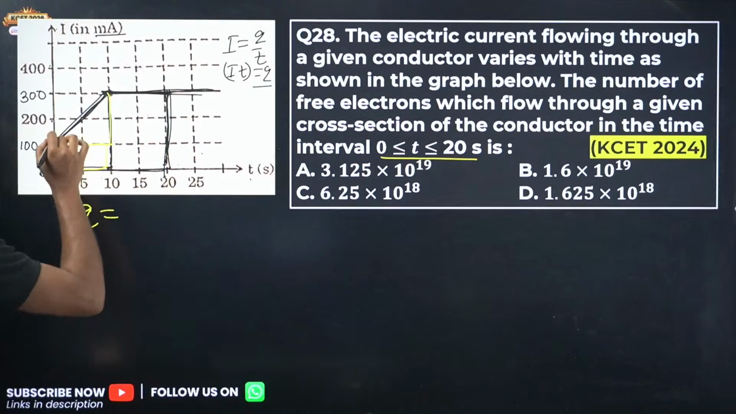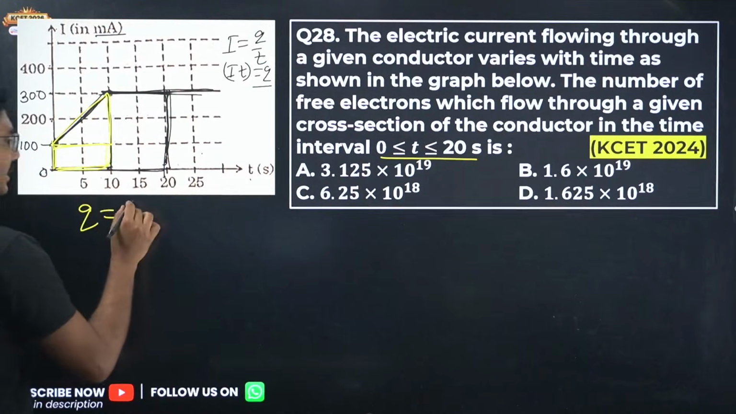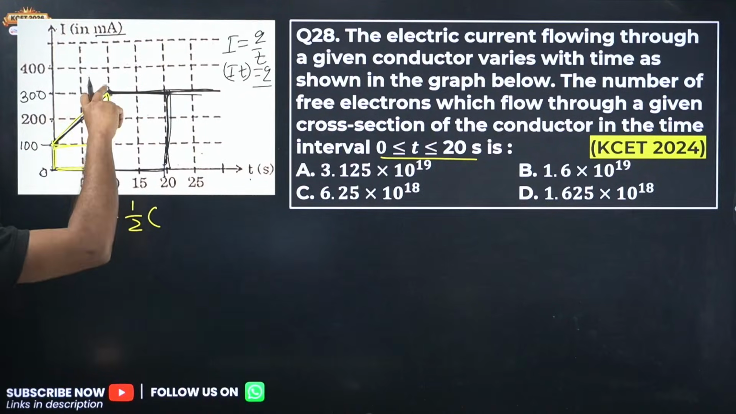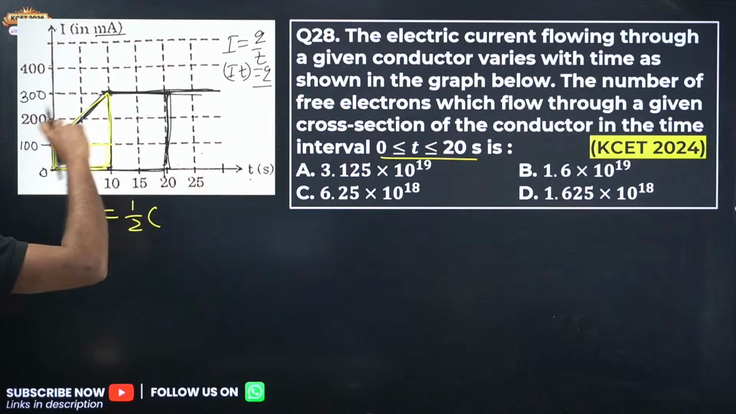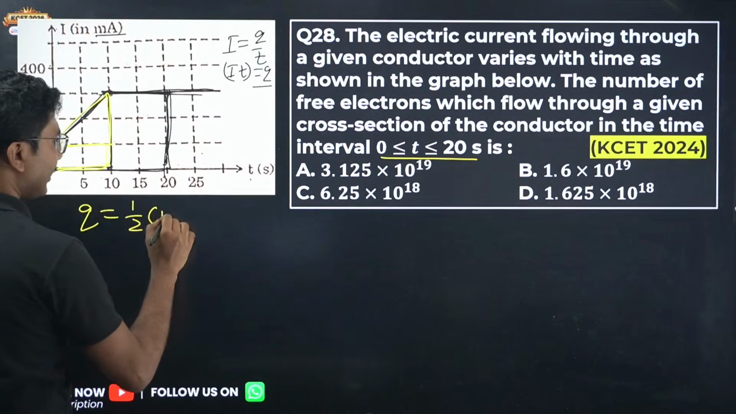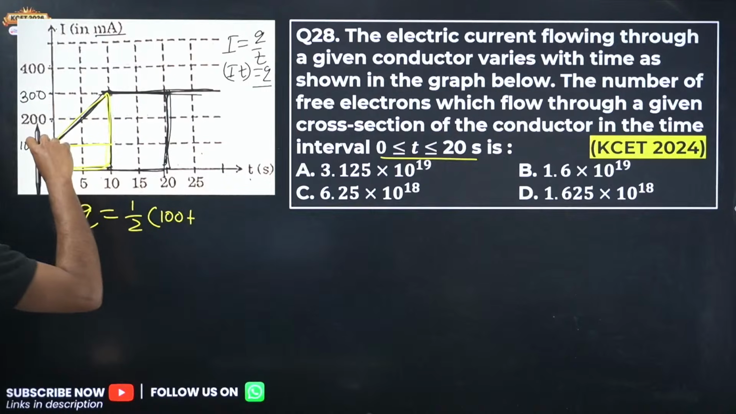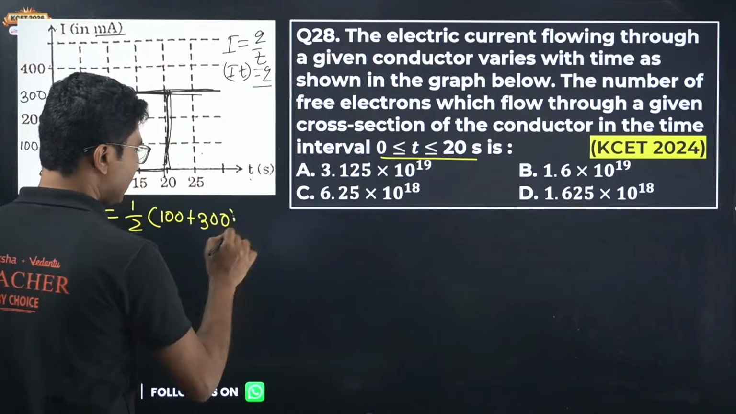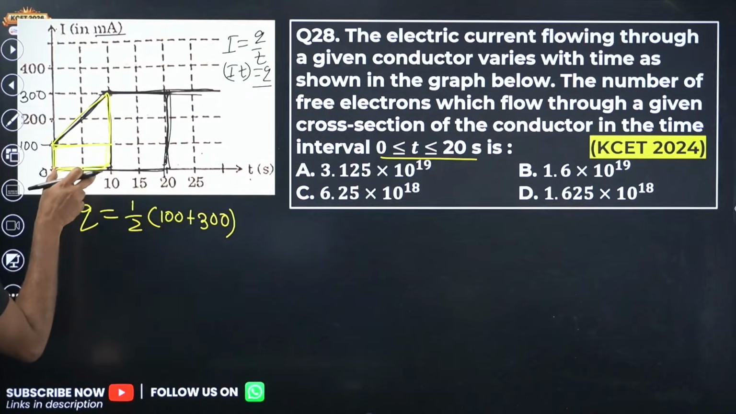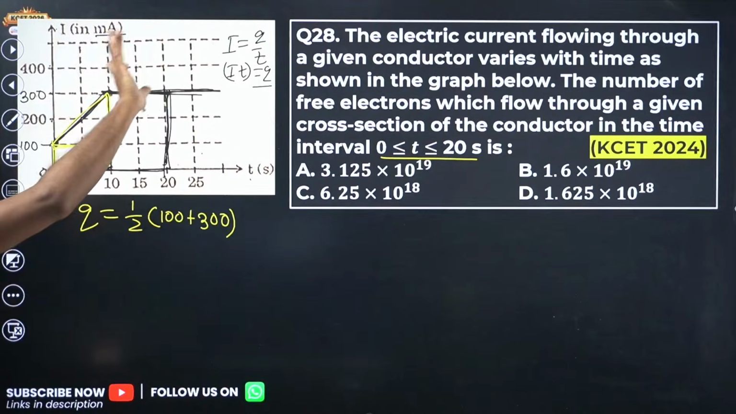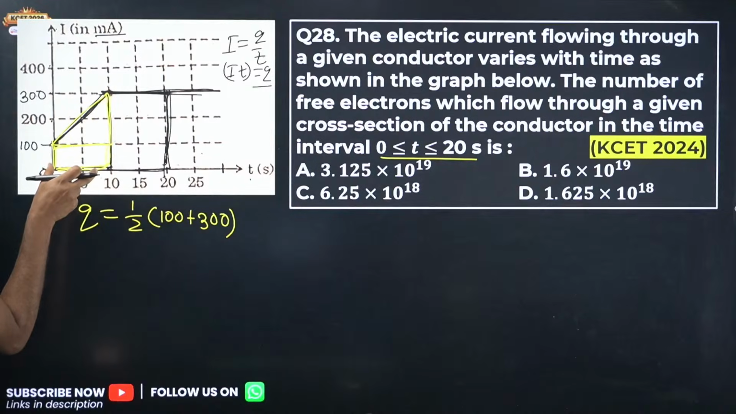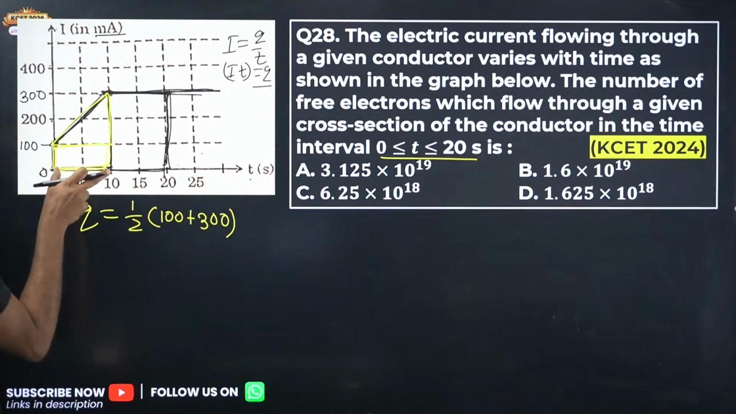So what is the area of a trapezium? Area of a trapezium is half into the sum of the parallel sides, that is, this one is 100 and this one is 300, into the distance between the parallel sides. The curved side is completely ignored.